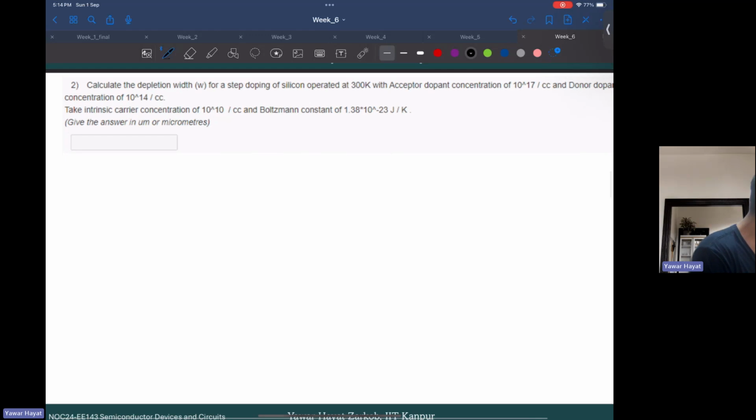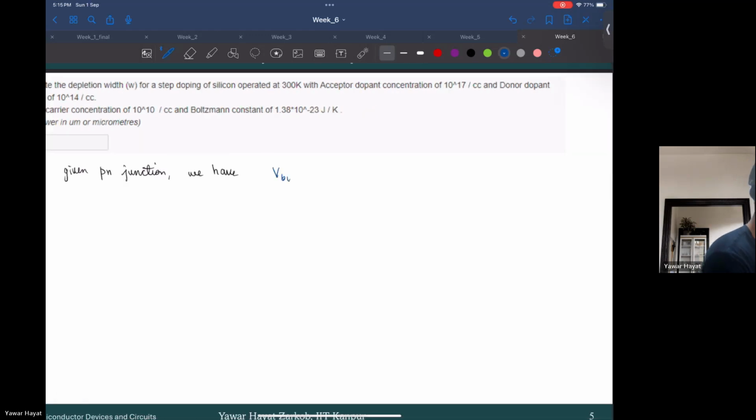Let's write what we know. For a given PN junction, we have the following: VBI is equal to KT over Q times log of NA ND by NI square. Let's put in the values.